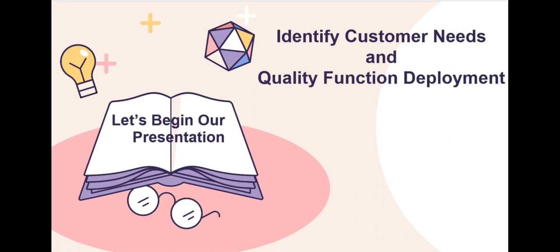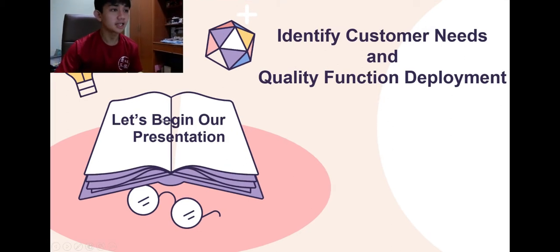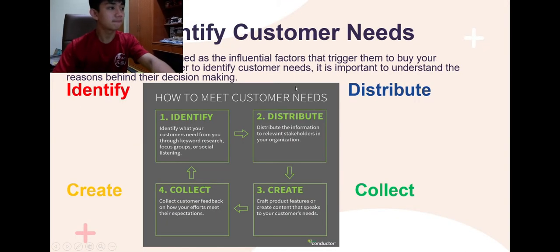Welcome to another subtopic of product design and development. In this subtopic, we are going to talk about identifying customer needs and quality function deployment. So let's begin with our presentation. First of all, we can identify customer needs and quality function deployment. Customer needs are defined as an influential factor that triggers them to buy a product or service. In order to identify customer needs, it's important to understand the reason behind their decision making.